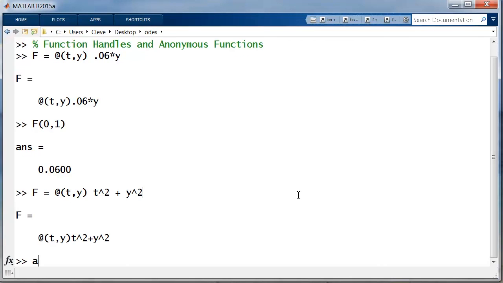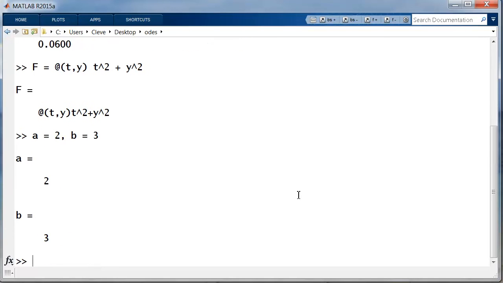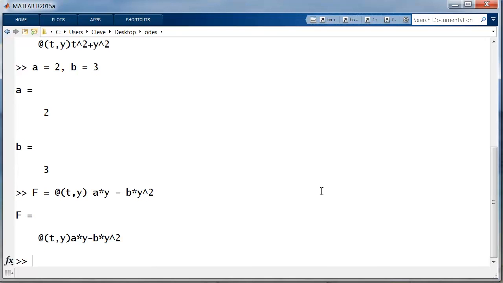The functions can involve constants that have values. So here we can define two constants, and then we can use those two constants to define the logistic equation. F of y equals a times y minus b times y squared. Again, this is an autonomous equation that doesn't actually depend upon t.